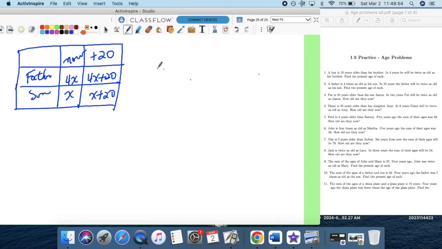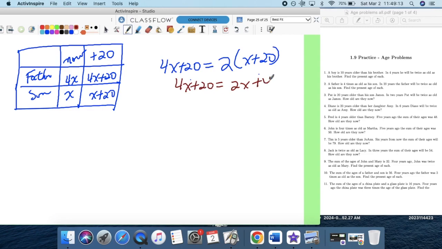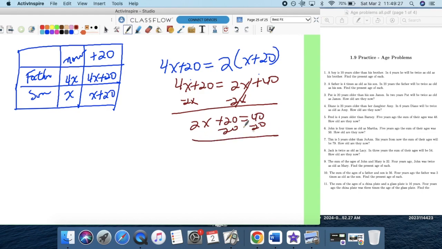In 20 years, the father's age, 4x plus 20, will be twice as old as his son. So 2 times whatever the son is, x plus 20. That's it. 4x plus 20 equals 2x plus 40. Minus 2x, minus 2x. That goes away. 2x comes down, plus 20 equals 40, minus 20, minus 20. That goes away. 2x equals 20. Divide by 2, divide by 2, x equals 10.